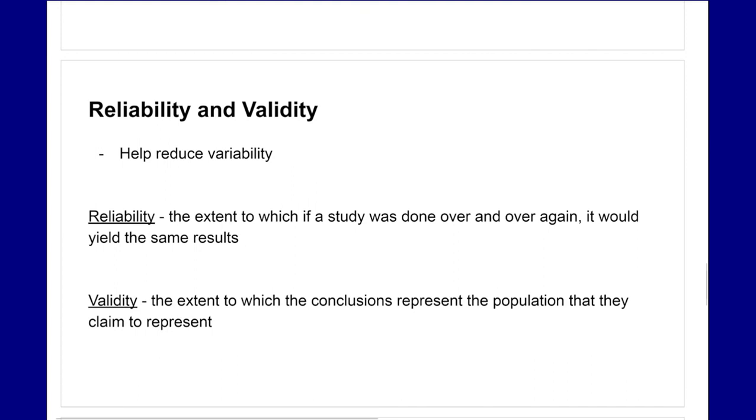In order to help reduce the variability and increase that consistency, we want to look at reliability and validity. So these are two factors to think about. Reliability is the extent to which, if a study was done over and over again, it would yield the same results. So basically, your data, your observations, your conclusions are reliable. I can trust that if I do it again, I would get the same results.